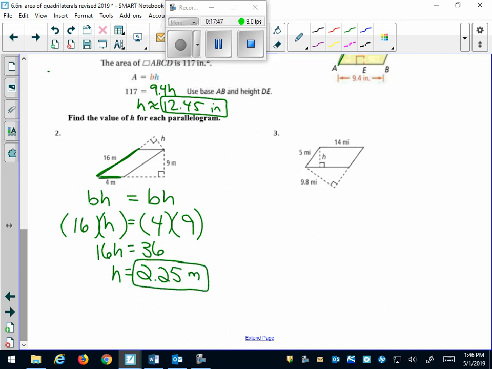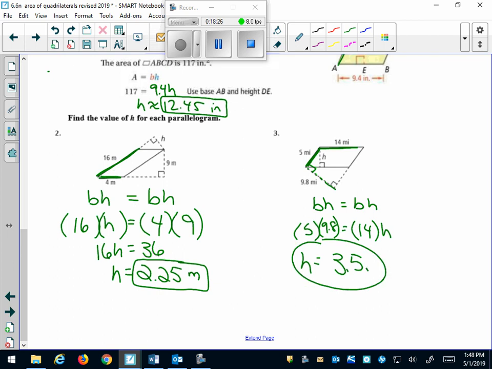All right, try number 3. All right, so what'd you get for number 3? What'd you get for number 3? 3.5. Good. You should have the two bases are 5 and 14. If you use 5 as your base, what's perpendicular to 5? 9.8. And what's perpendicular to 14? H. So H should be 3.5 miles. All right, any questions on that?